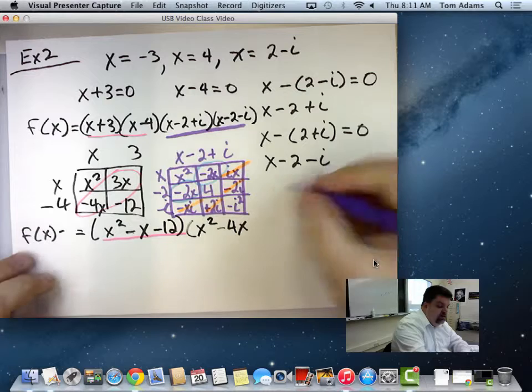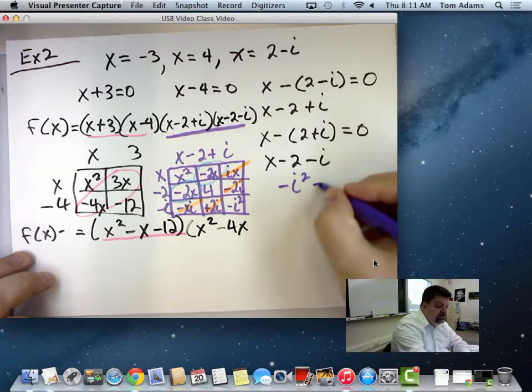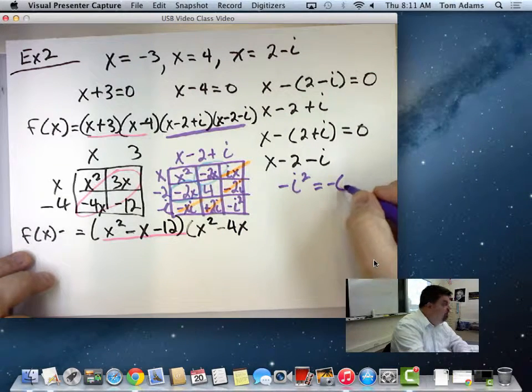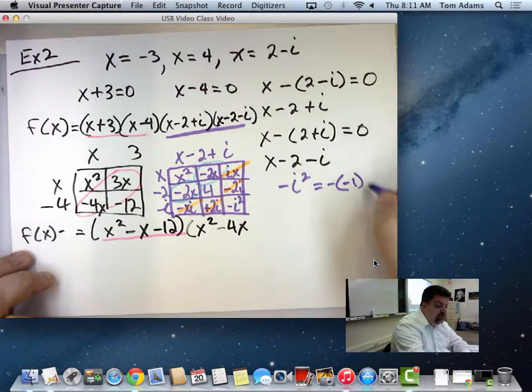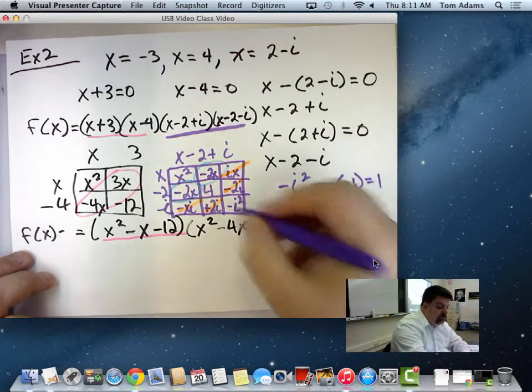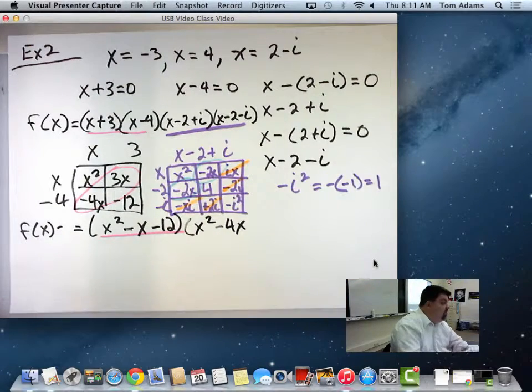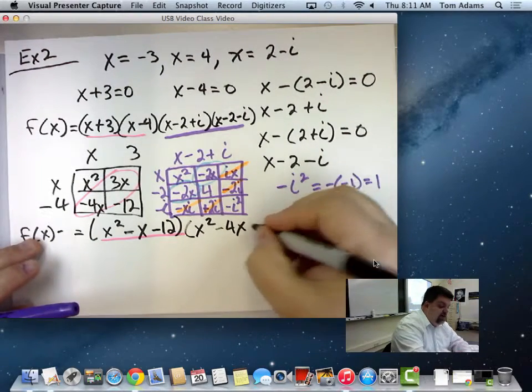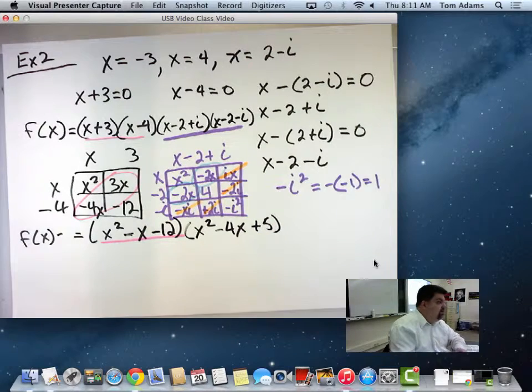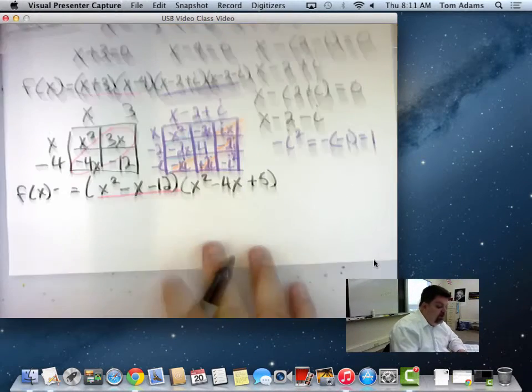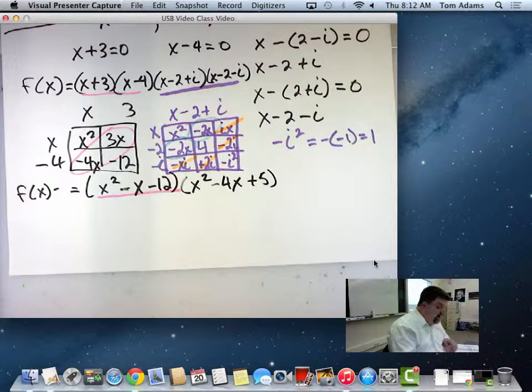But remember, negative i squared is the same as negative, what's i squared equal? Negative 1. So the negative of negative 1 is just positive 1. So I really have 1 plus 4, which is 5. Do you guys see where I got that from? Does everybody see where the 5 came from? Okay. So now I just need to multiply these two out, and I'll get my answer.